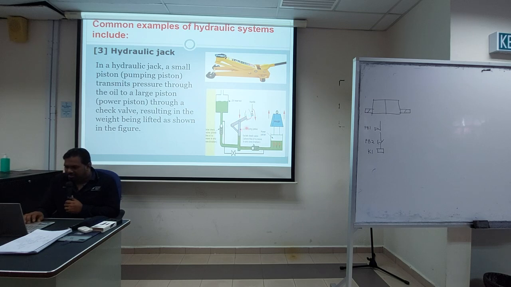You have a hand lever. When you press, this cylinder goes down, the pumping piston goes down. So it will push, and you have a one way flow control valve. Once the oil goes in here, it cannot come out, because it's only one direction. The more you press, the oil from the reservoir goes in here in order to lift the weight. So you are using minimum effort, but you can lift a car. If you use your hands to lift a car, it's definitely not possible.